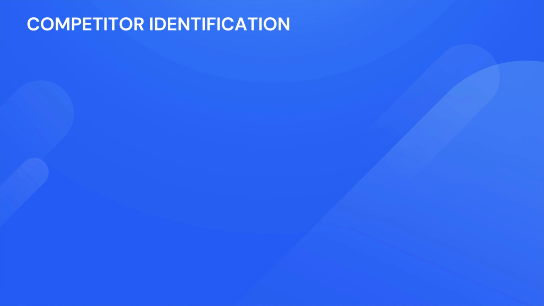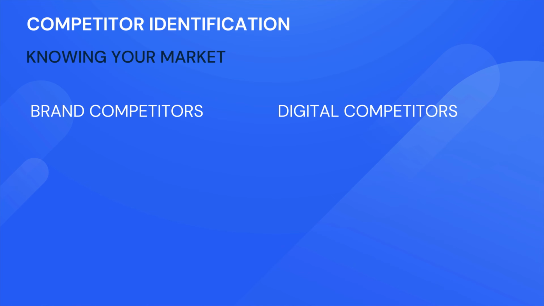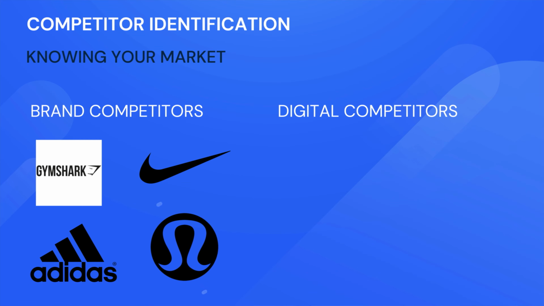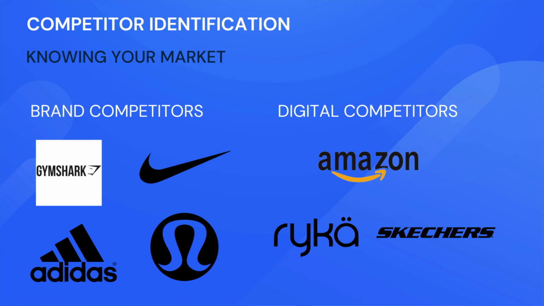Broadly speaking, there are two types of competitors, your brand competitors and your digital competitors. So for example, if we work for a sports company, our brand competitors might be Gymshark, Nike, Adidas, Lululemon. Whereas when we're looking at digital competitors, it may be that we've got, for example, Amazon or a shoe specialist. So knowing your competitors from a branded and digital perspective can really help you to start having this conversation internally.